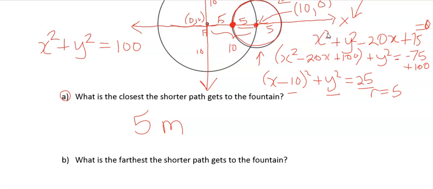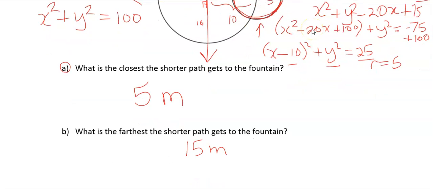Part B says, what's the furthest that shorter path gets to the fountain? And again, the shorter path is the smaller circle. And I'm pretty sure if you were to walk around that small circle like it was a path, at this point, furthest away, that's when you'd be farthest away from the origin, or from where the fountain is located. Well, that would be 5, and the big radius is 10, so 10 and 5. Ladies and gentlemen, that's 15 meters.